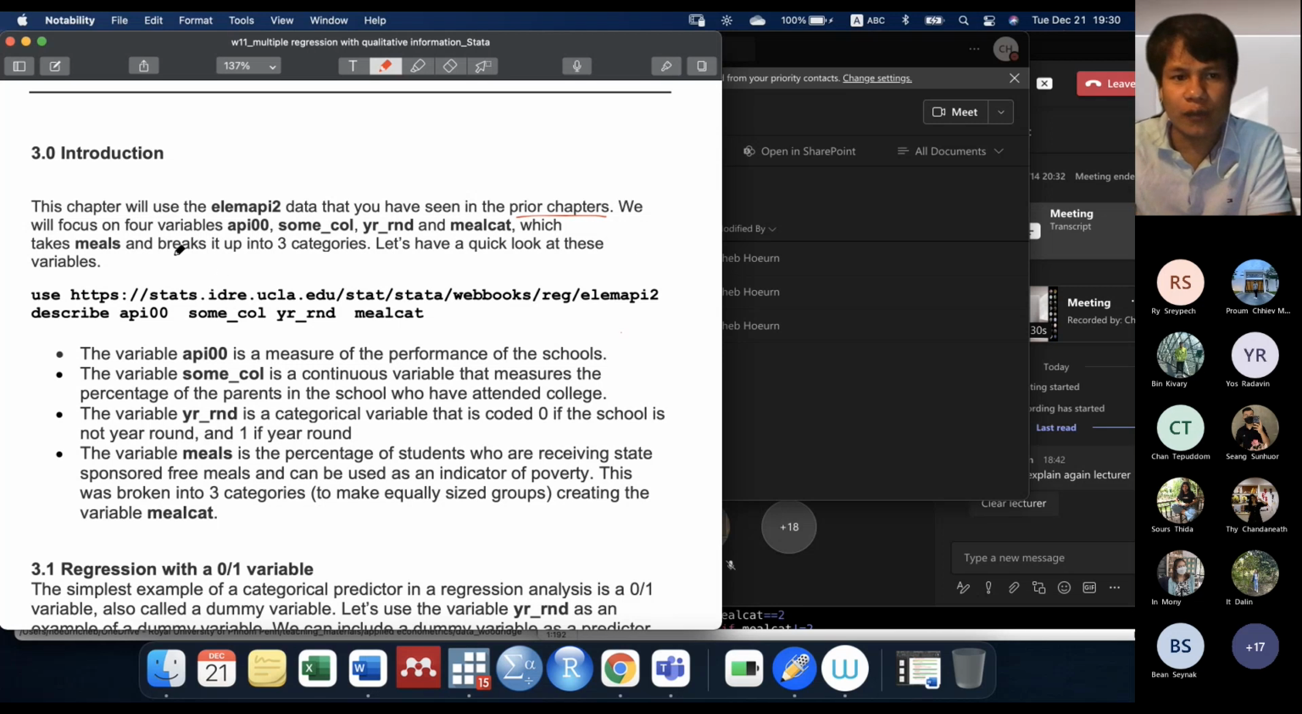We will focus on 4 variables in these applications: academic performance 2000, parental college, year round, and meal cat. All right, which takes meal and breaks it into 3 categories. Meal here, you will see later, is the categorical variable that we will generate into 3 dummies. All right, this meal variable will break up into 3 categories. Let's have a quick look at this variable first.